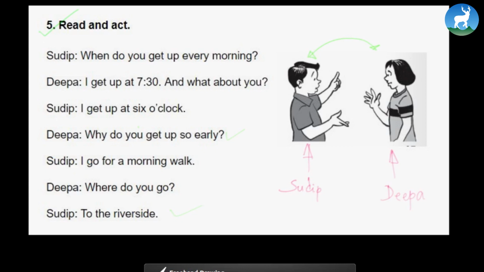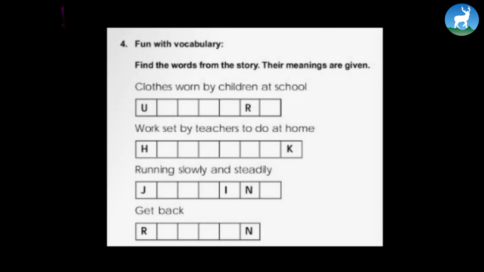Now it's time for me to give you some homework. Okay, time for some homework. And your homework is going to be this one. You've got to find the words from the story and fill these blank spaces. The first one, clothes worn by children at school. Even some hint is given for you. Some hints are given for you, yes. Work set by teachers to do at home, running slowly and stately. And the last one is get back. So these are the phrases out of which you've got to find the words that match. And you've got to fill up these blank spaces.